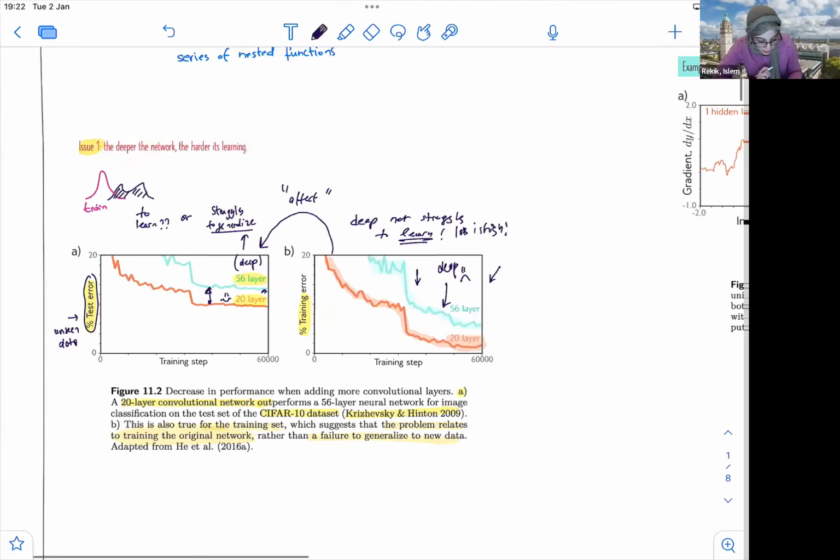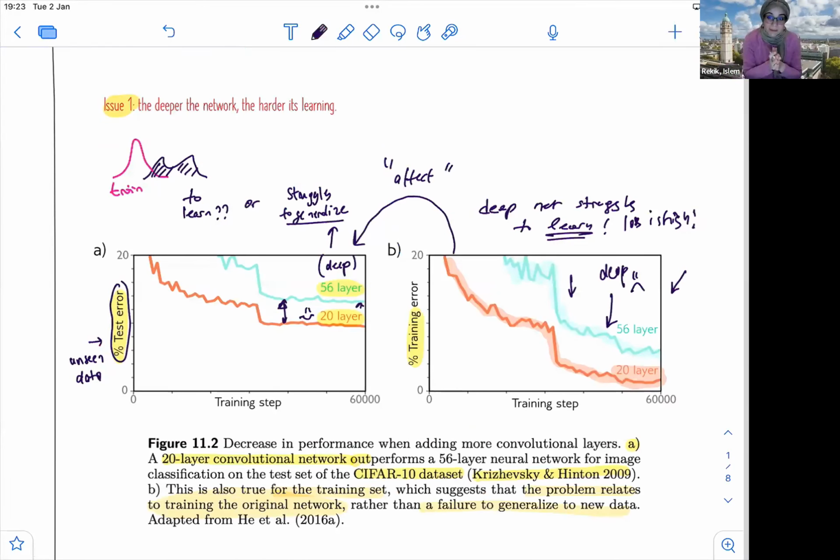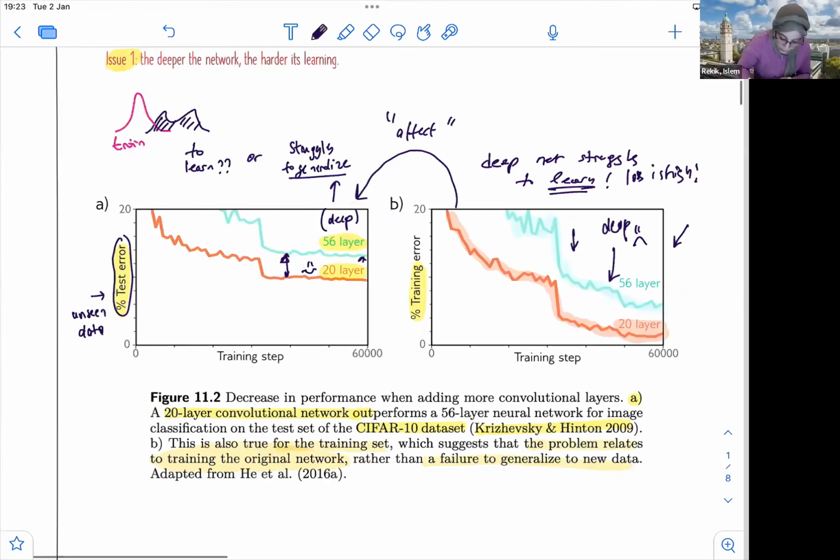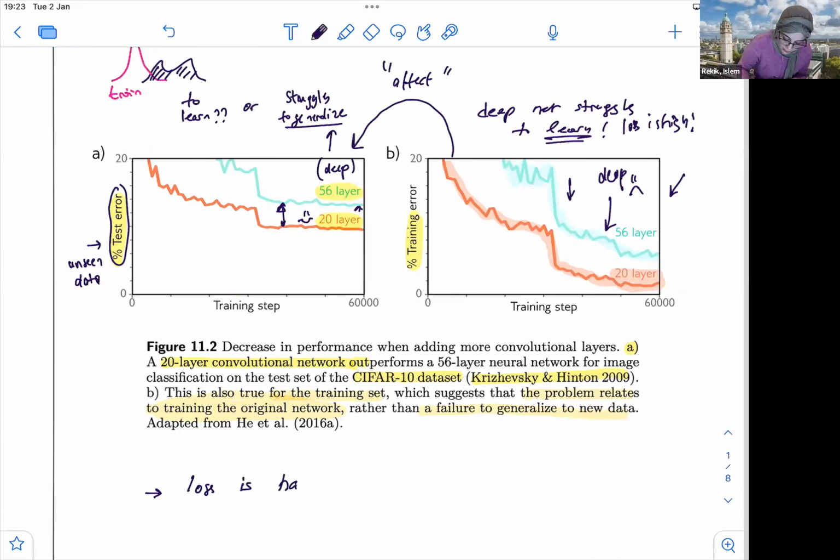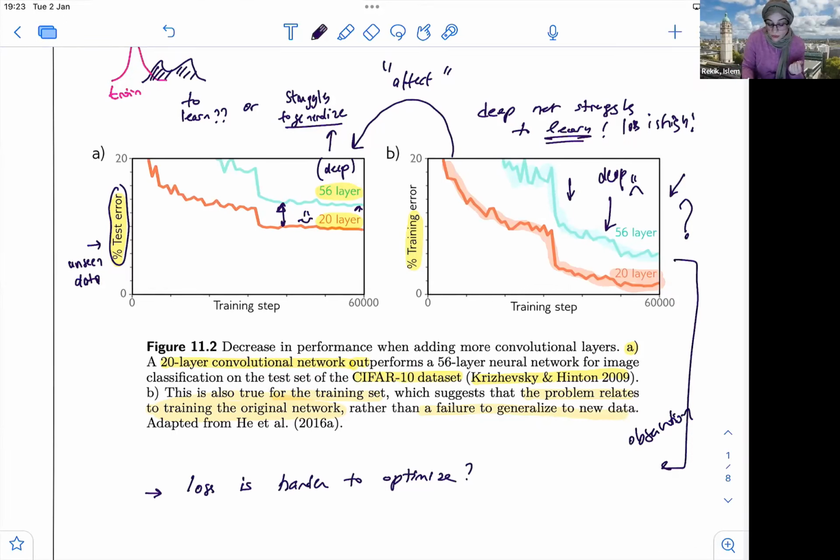Okay, cool. Now, this is the first issue. When the network becomes deeper and deeper, somehow the loss becomes harder to optimize. So why is that? How can we gain a deeper understanding of this behavior? From this observation, how can we derive some conclusions, or drive new experiments or hypotheses that allow us to understand what's really going on?